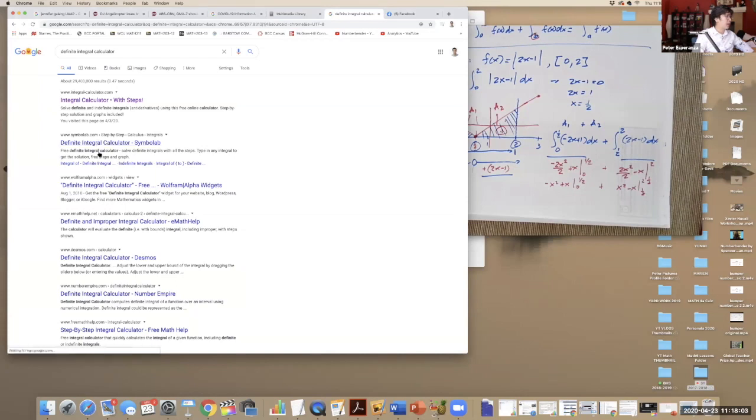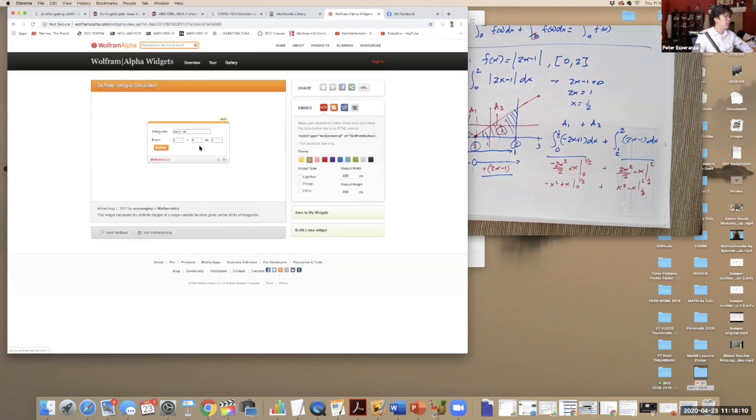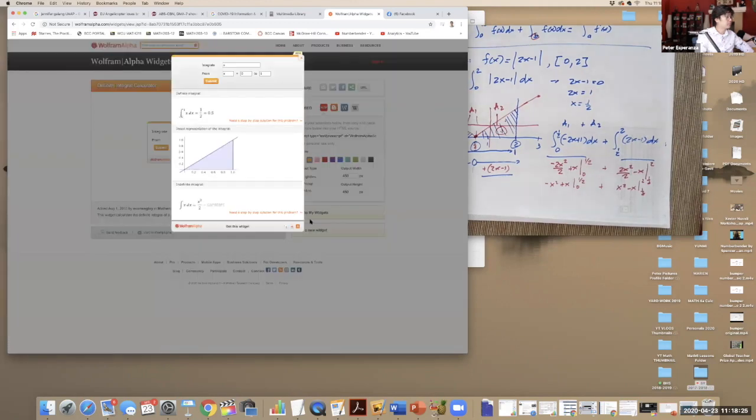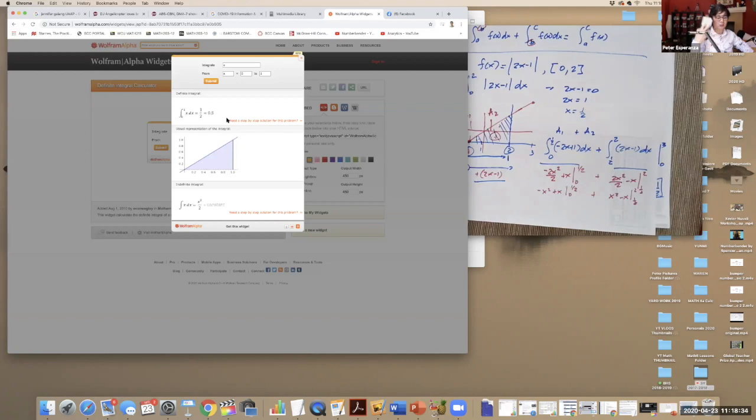Definite integral calculator. I usually use Wolfram Alpha. So this one. So integrate x, the function a while ago, from x is equal to 0 to 1. We know that our value was 1/2 a while ago. And it's giving you your function, it's giving you your graph, and it's giving you the answer. Look at that. You don't even need to use this.